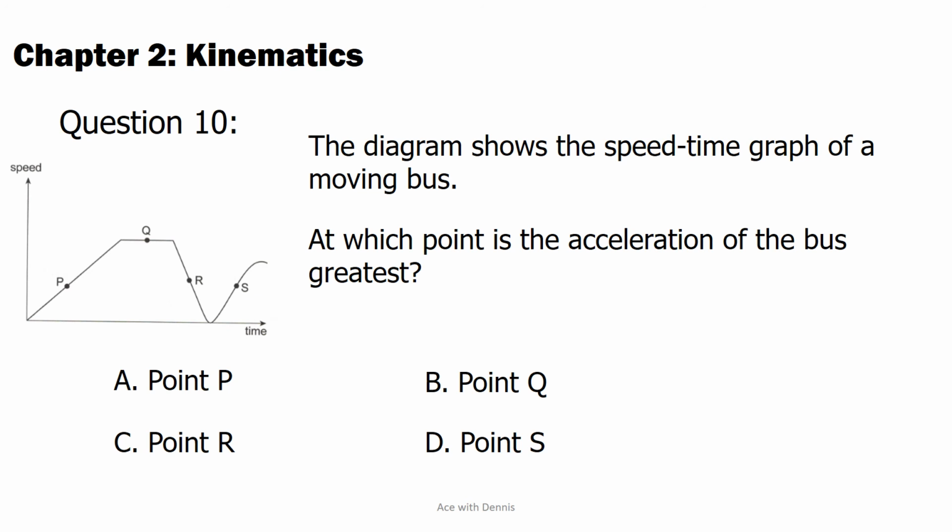The answer is D, point S. The region with the steepest gradient indicates the greatest acceleration. Point S has the steepest gradient compared to other points. Hence the bus has the greatest acceleration at point S.